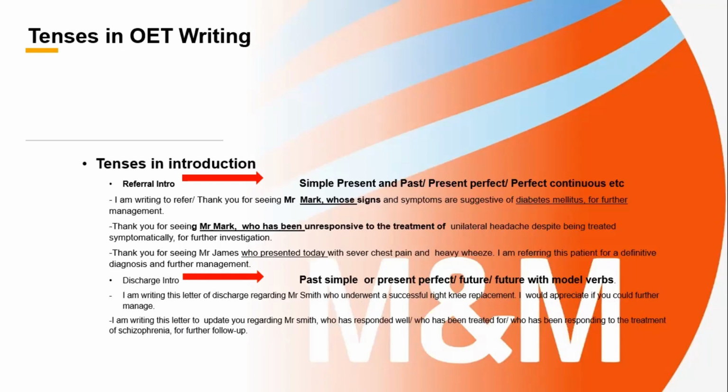So you can see that the discharge letter can be written in the past simple, present perfect, and at times in the present simple as well. Let's say, I'm writing this letter regarding this patient who is due to be discharged today. So we can use the present simple tense at the same time. These are a few examples that I've quoted in front of you. I hope it will help you somehow.